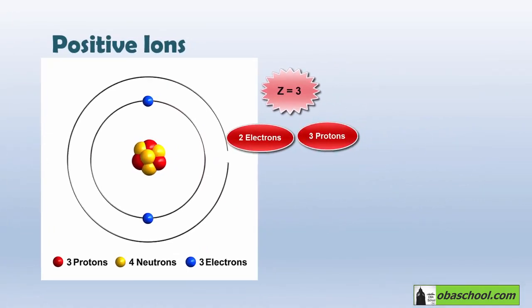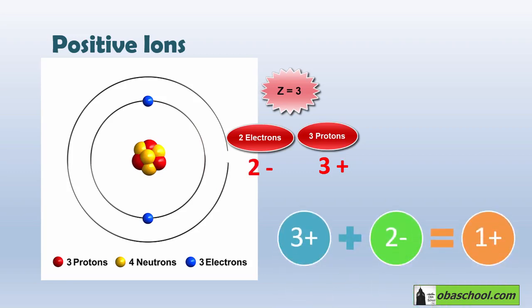We will calculate now the overall charge of this ion. Remember, it has 3 protons, and thus this will give us a plus 3 charge. On the other hand, it has only 2 electrons, and this is a minus 2 charge, and thus the overall charge will be 3 plus 2 minus, which is 1 plus, and thus it forms a positive ion with a single positive charge, which is Li+.